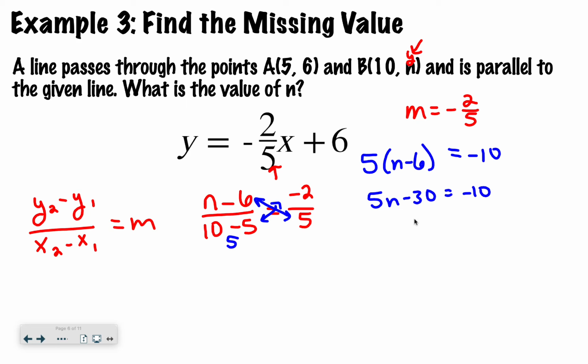I can add 30 to both sides. So then I would have 5n equals 20. Divide both sides by 5, and I get n equals 4.